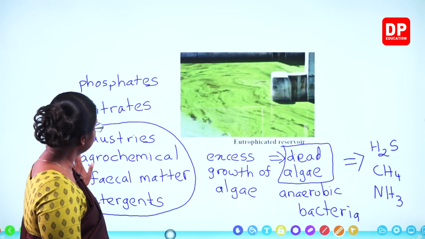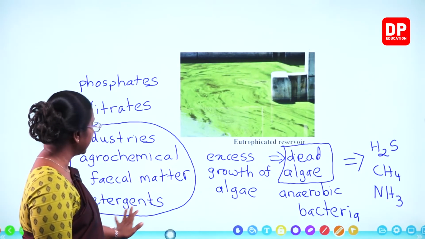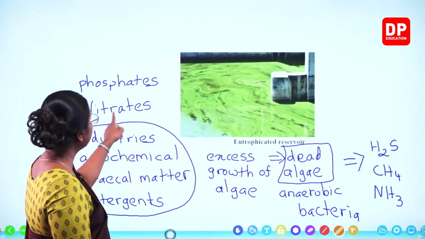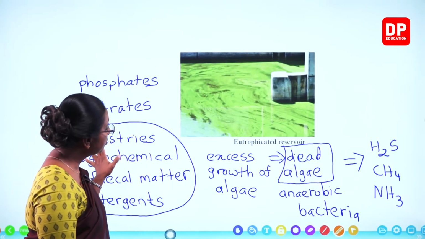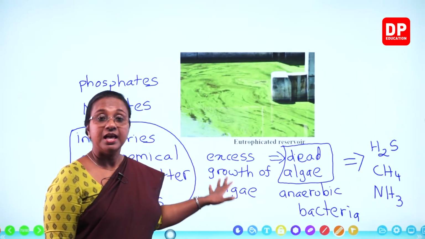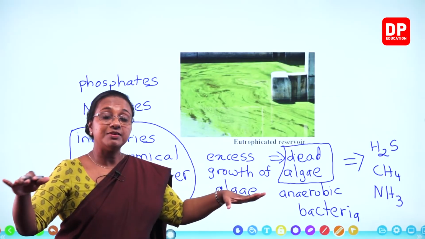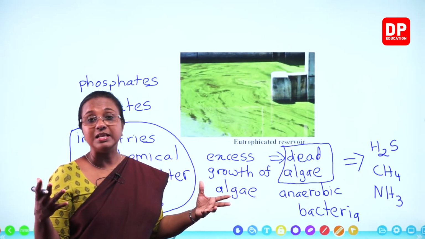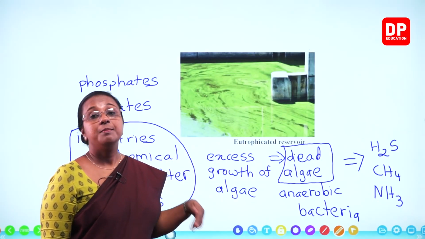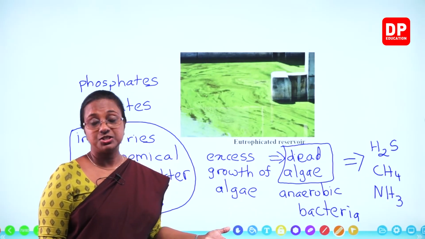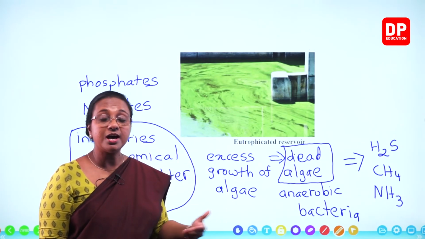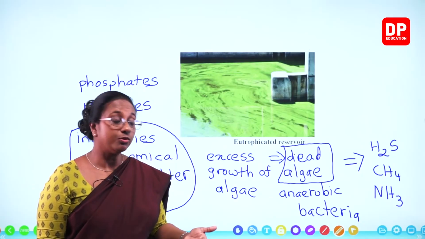There are the waste materials from industries, agrochemicals, fecal matter, and detergents. When they are added to water bodies, there are phosphate and nitrate ions. Now, due to these phosphate and nitrate ions, there is an excess growth of algae. And due to that, they completely cover the surface of water. They become like a foamy layer on top of water. And then there is overpopulation of algae. Because of that, there is too much competition. At the same time, light cannot penetrate into the water body. So, there is a disturbance in that aquatic ecosystem.